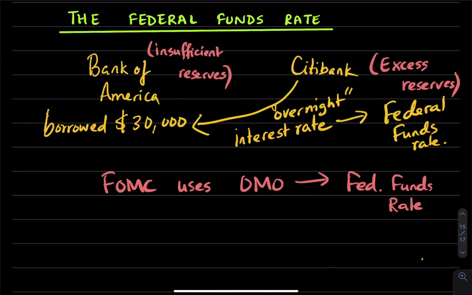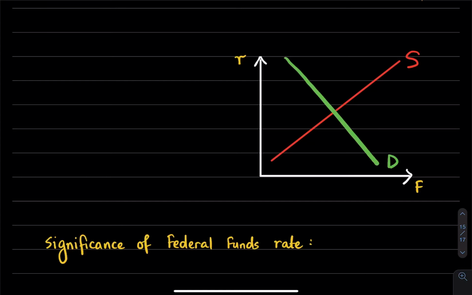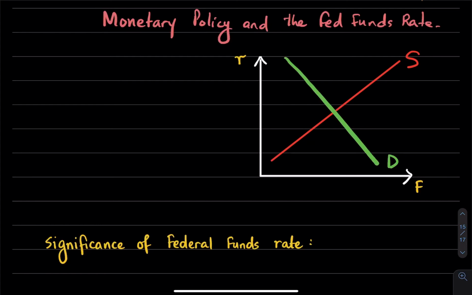We can illustrate the relationship between monetary policy and the federal funds rate by using a graph. So in this graph, what we have is quantity of federal funds on the x-axis. These are the funds that would be available if Bank of America wanted to borrow from Citibank, right? And so you can think about other banks participating in this market.